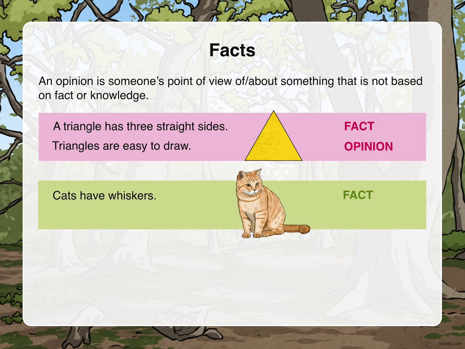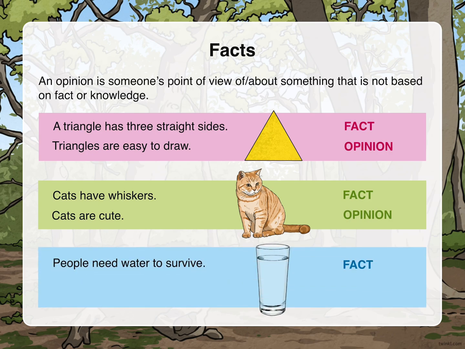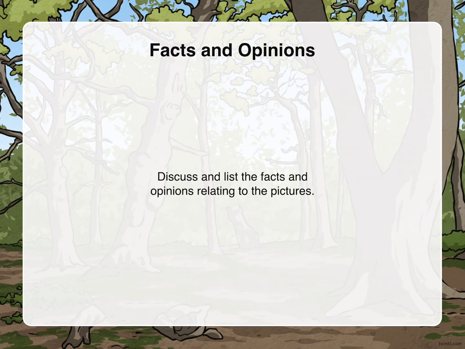Cats have whiskers. Fact. Cats are cute. That's an opinion. Some people don't like cats and they don't find them cute. Some people are actually, quite a lot of people are quite scared of cats. People need water to survive. You need to drink 2 to 3 litres of water each day to survive, and that's an opinion.